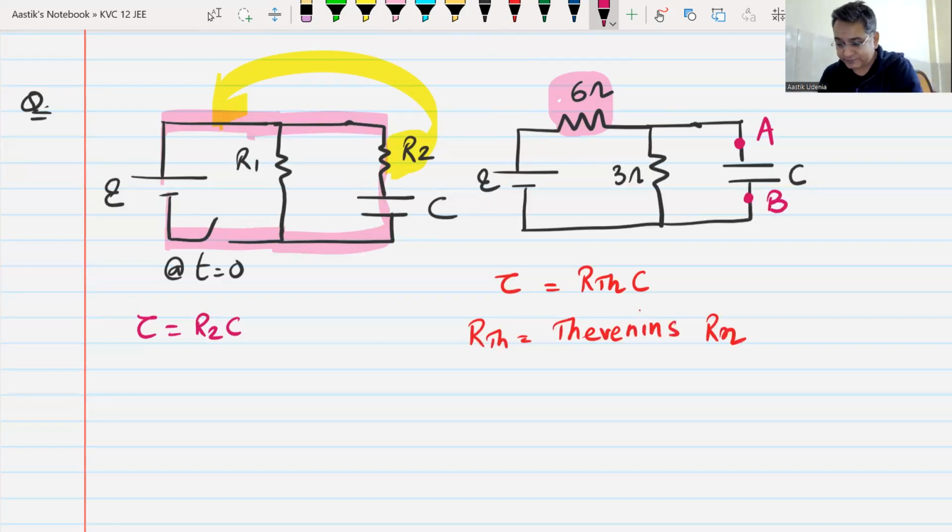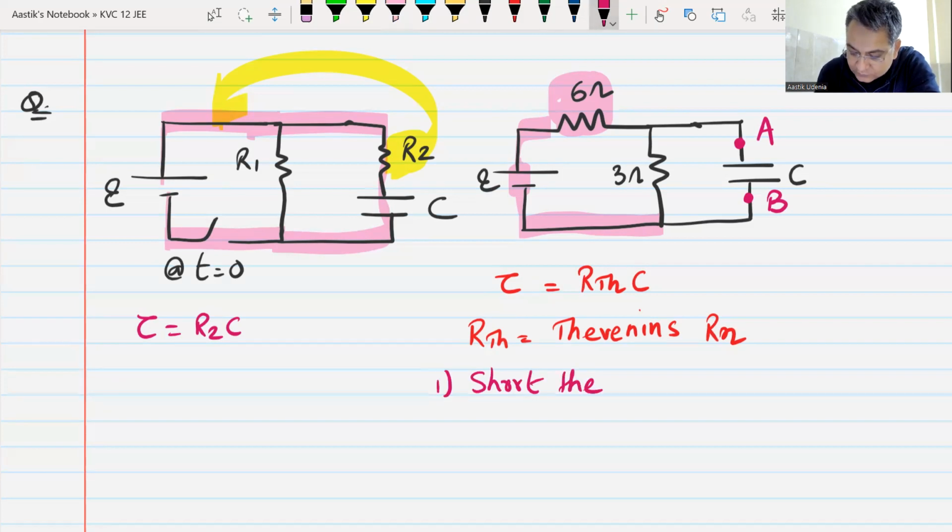Do we understand this? Yes, sir. Now, to find this resistance, there is a short trick. To find R Thevenin, we short this battery. You remove the battery and short the circuit, and then find the equivalent resistance between A and B. Step number 1: short the battery.